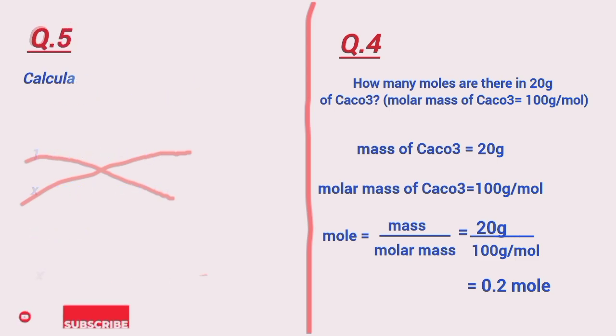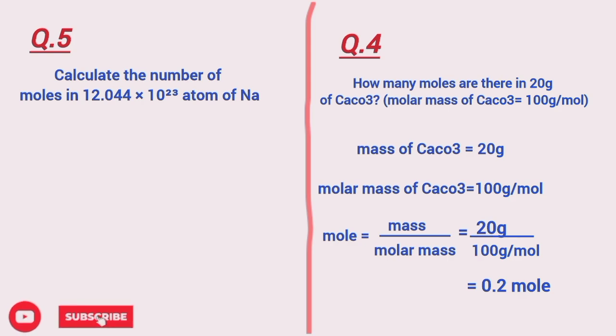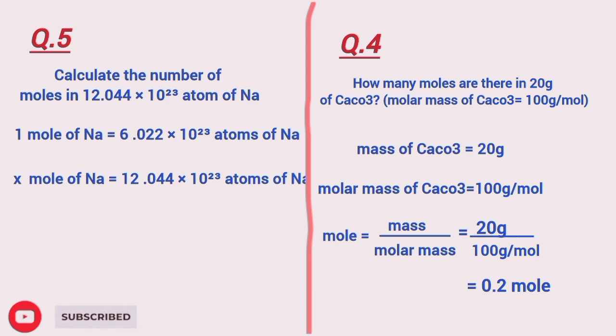Now let's look at this. It says calculate the number of moles in 12.044 times 10 raised to 23 atoms of sodium. We know that 1 mole of any substance contains 6.022 times 10 raised to 23 particles. So 1 mole of sodium will be equal to 6.022 times 10 raised to 23. Since we don't know the number of moles in 12.044 times 10 raised to 23 atoms of sodium, we say let it be equal to x. So we say let x moles of sodium be equal to 12.044 times 10 raised to 23 atoms of sodium.